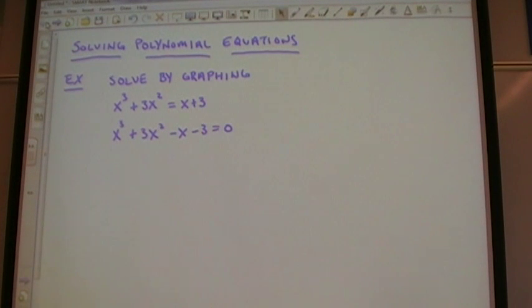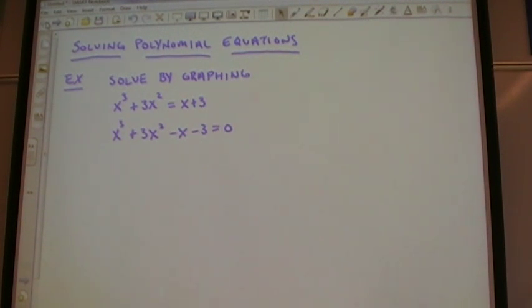Any question about how to get it to standard form? Why is it minus 3 instead of just plus 3? Because I brought the x plus 3 to the left side. To do that, you had to subtract the whole thing. So wouldn't it just be minus x plus 3? No, because you subtract each of them. Okay. Subtract x, subtract 3.